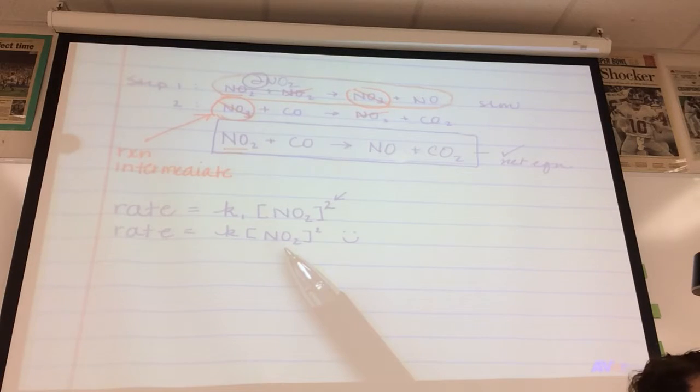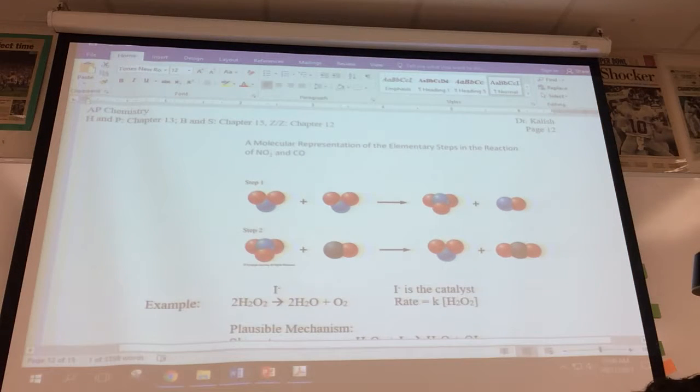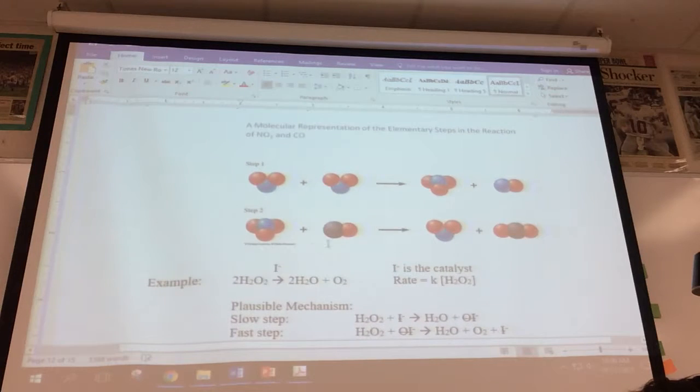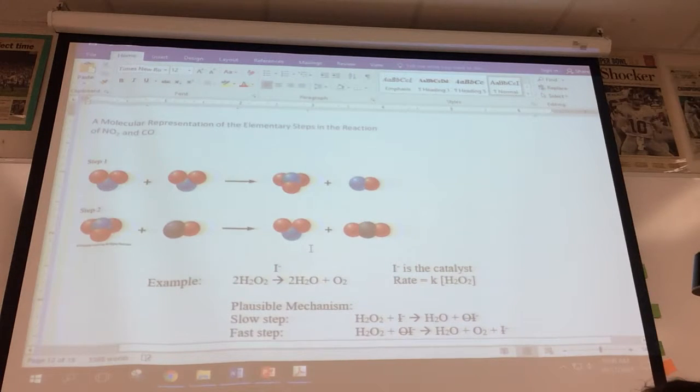A molecular representation of this reaction is shown here, where you can see in the first step, the slow step, that these must be arranged such that you're going to nab an oxygen from here to plop right there, generating this reaction intermediate, and then that reaction intermediate will react with carbon monoxide. And again, it's going to have to be positioned such that you can nab one of the oxygens and grab it onto here.